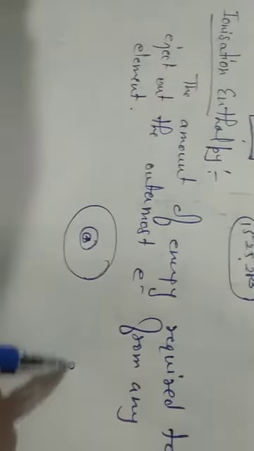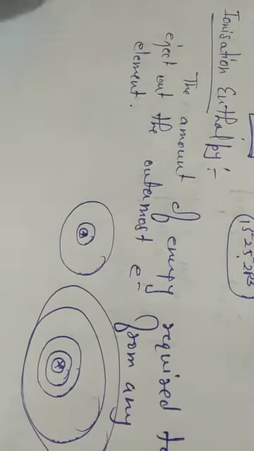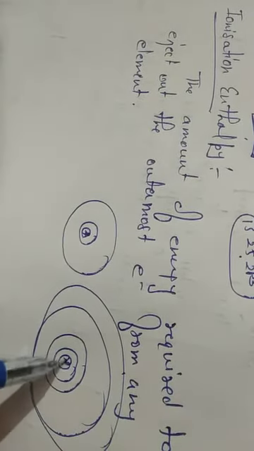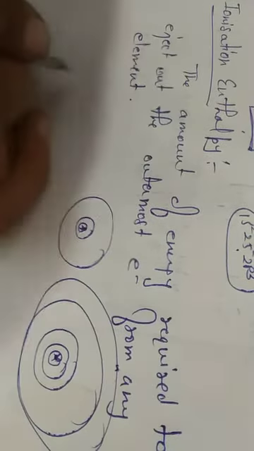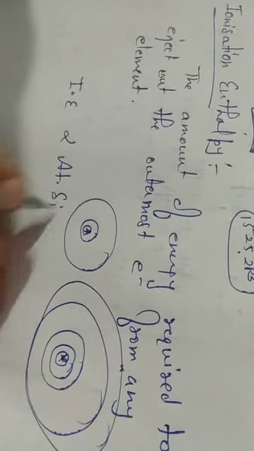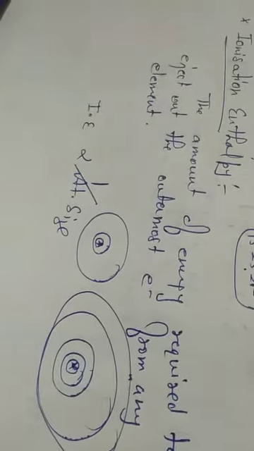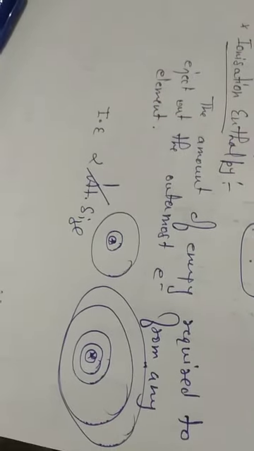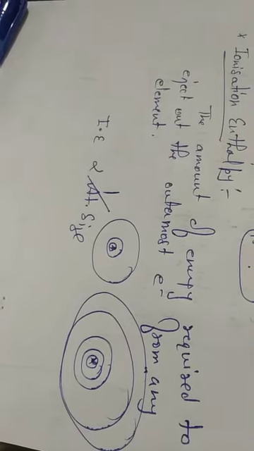Suppose there are two atoms, one smaller in size, this is the nucleus, and another one larger in size. In case of the large one, nuclear attraction will be lesser, so it is easy to remove. So ionization energy is inversely proportional to atomic size. Atomic size increases, ionization enthalpy decreases. And you already know the trend of atomic size, we have already discussed.